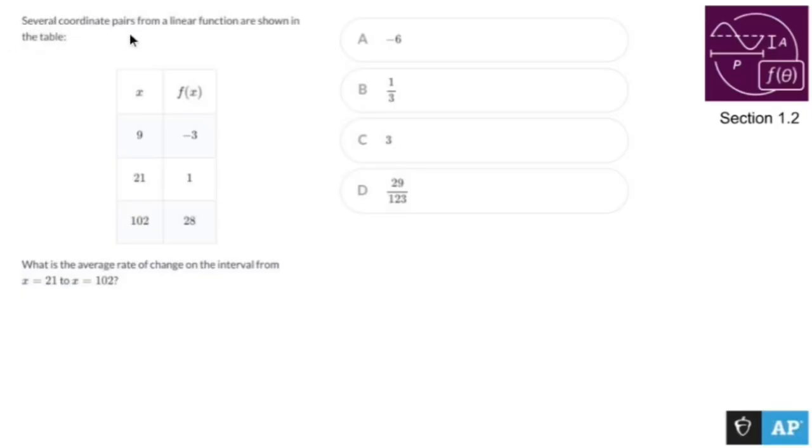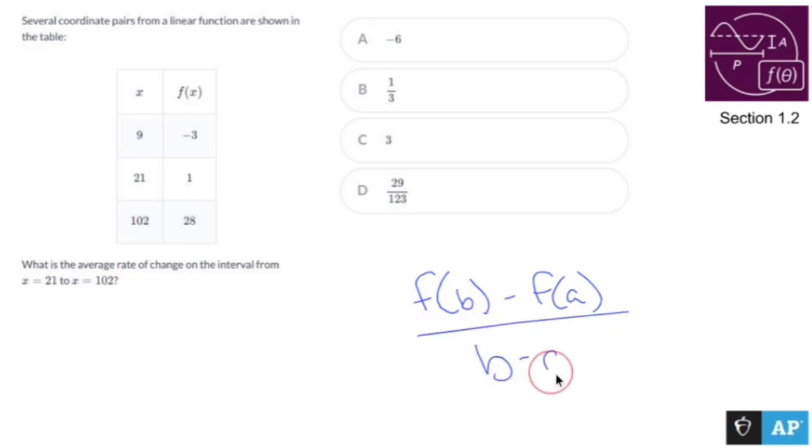Several coordinate pairs from a linear function are shown in the table. What is the average rate of change on the interval from x equals 21 to x equals 102? All right, well, rate of change is the formula f of b minus f of a over b minus a.